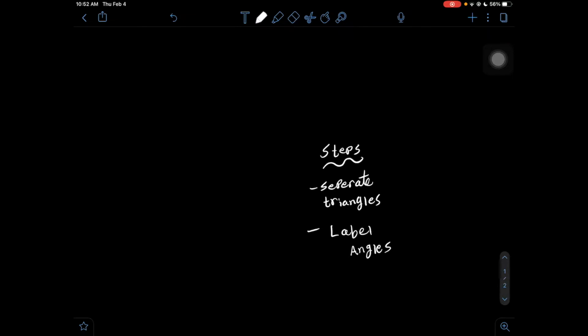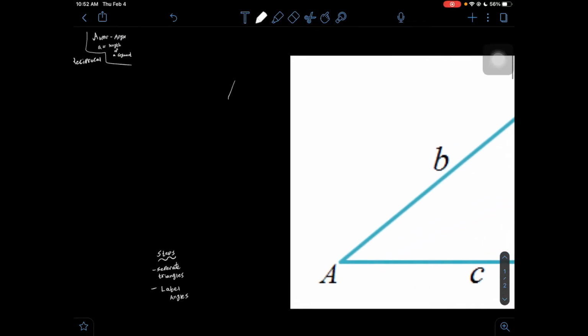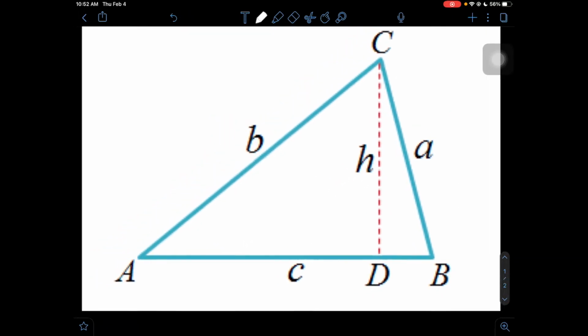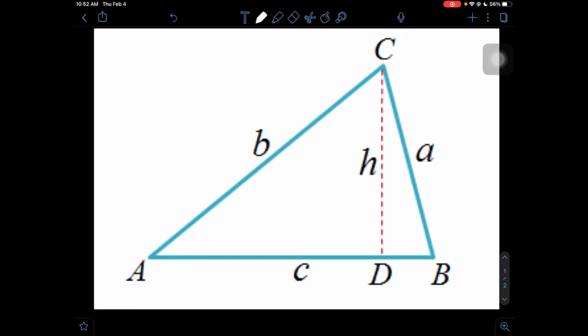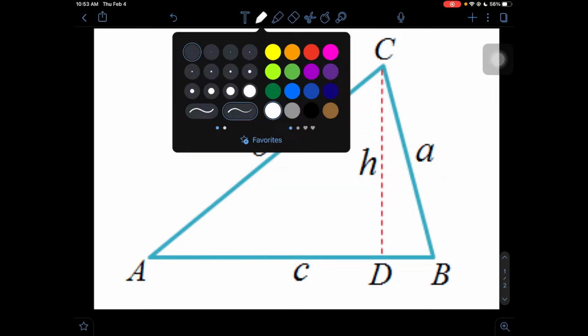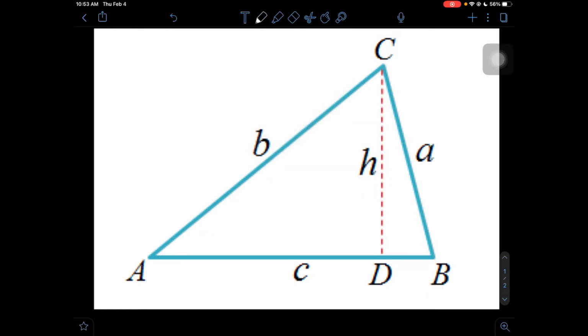So the first step is to separate the triangles, as well as label the angles. Let's look at an example of a triangle that we are going to derive the law of sine from. Sine, as we know, is opposite over hypotenuse. There are two triangles here. Let's just say this is triangle 1 and this is triangle 2.